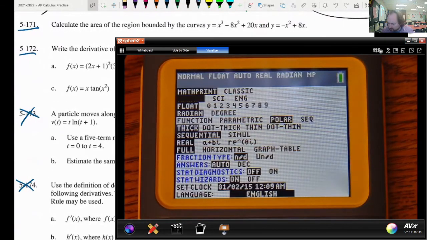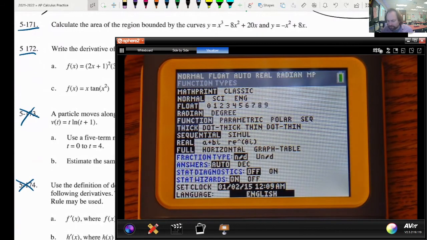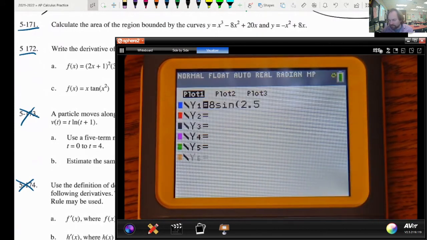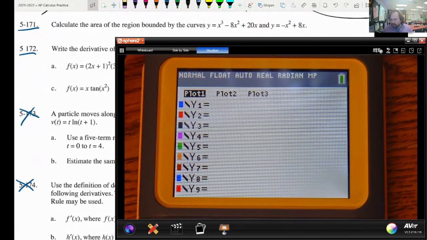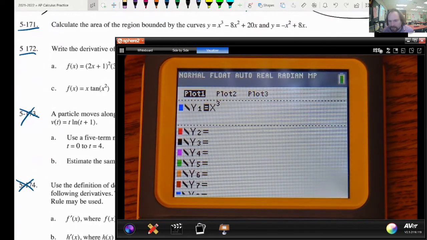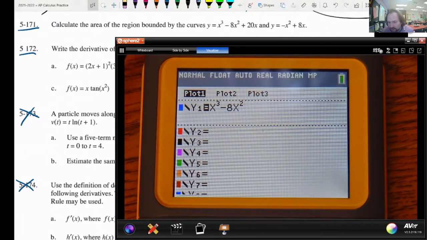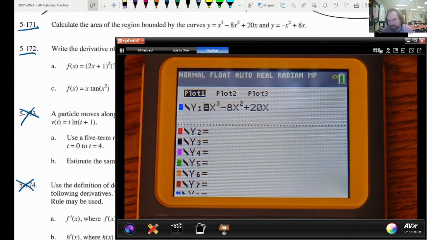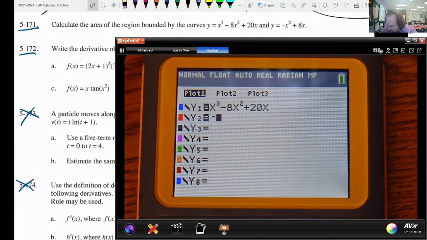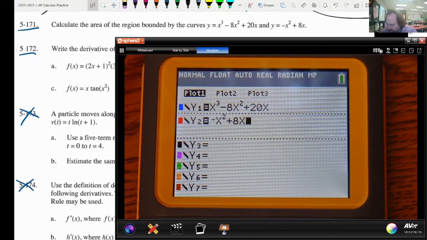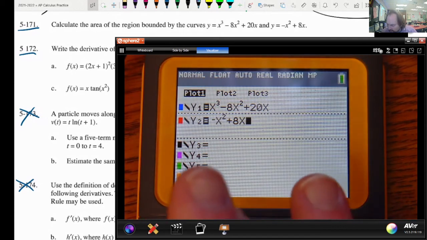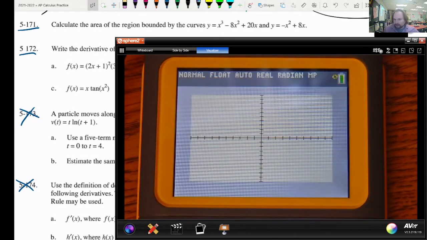Okay, I'm going to make sure my calculator's in function mode, first of all, not polar mode. So let's talk about x to the third power minus 8x squared plus 20x. We'll start there. And let's talk about negative x squared plus 8x. And let's go ahead and just graph these on a standard Zoom 6 window so we can see what's going on. Let's try to figure out where they intersect. That's kind of the first challenge here. Where do these two things cross?